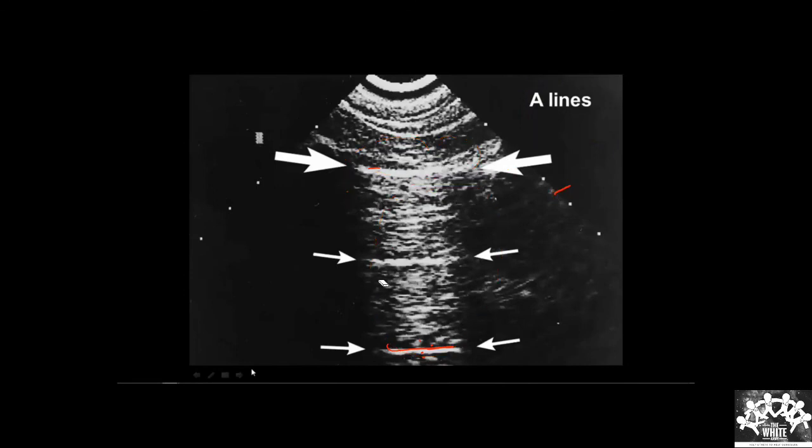Imagine if there is pneumothorax. If there is pneumothorax, will I see this A line? You will not see the A line, because there is no normal lung. This was created by the normal lung and the pleura. Now, will I see this bright pleural line when there is pneumothorax?